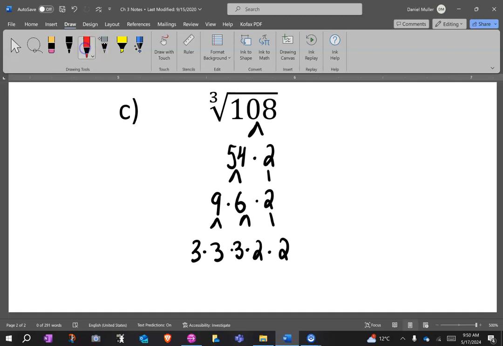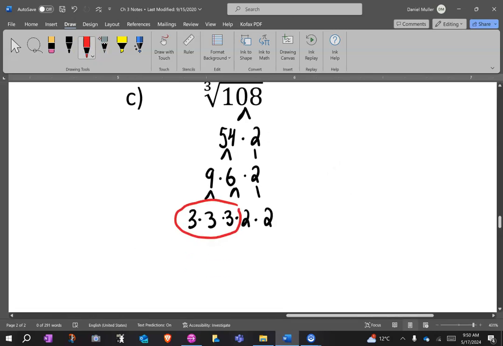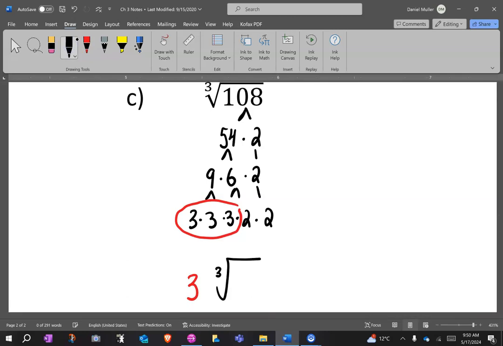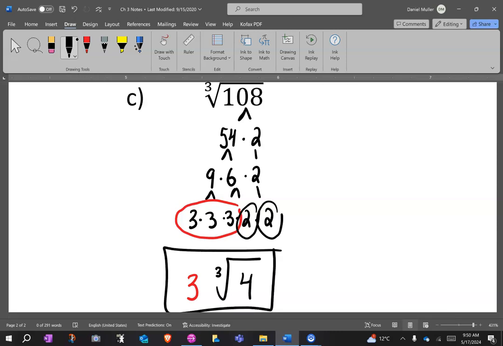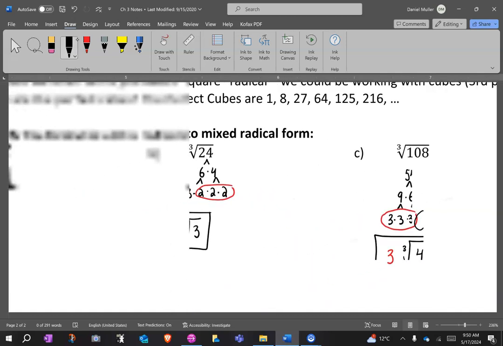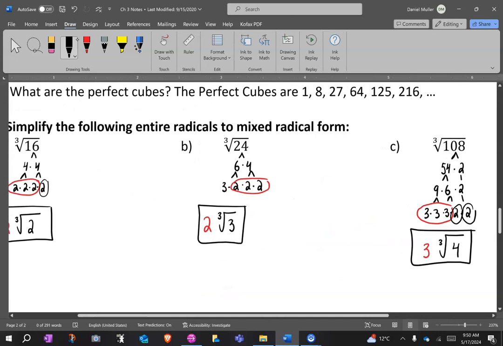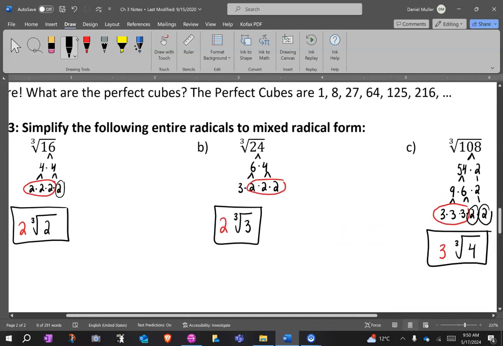And we can carry that 2 down. So again, we're looking for triples. So I see some triple 3s. And that's it. So that triple goes on the outside. I got a cube root symbol, and my leftovers are a 2 and a 2, so that is 2 times 2 is 4. And so we have 3 cube root 4. So we're going to try the next ones here. I think there's 3 more to try.